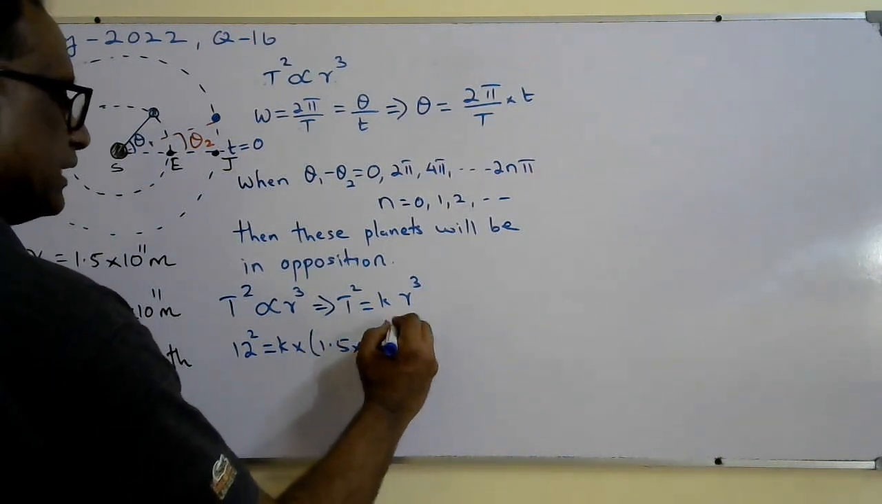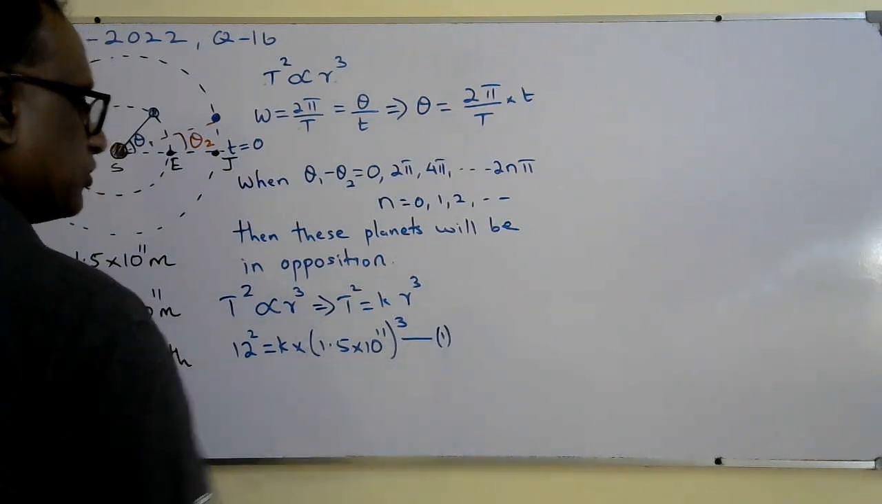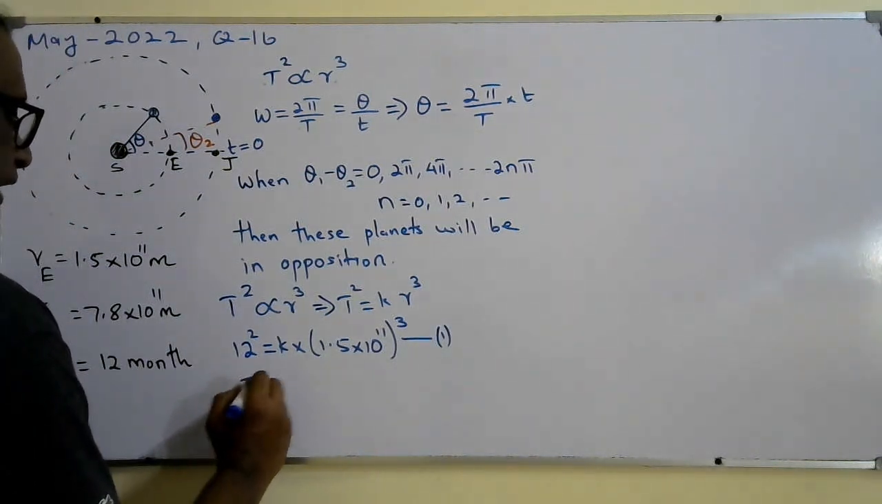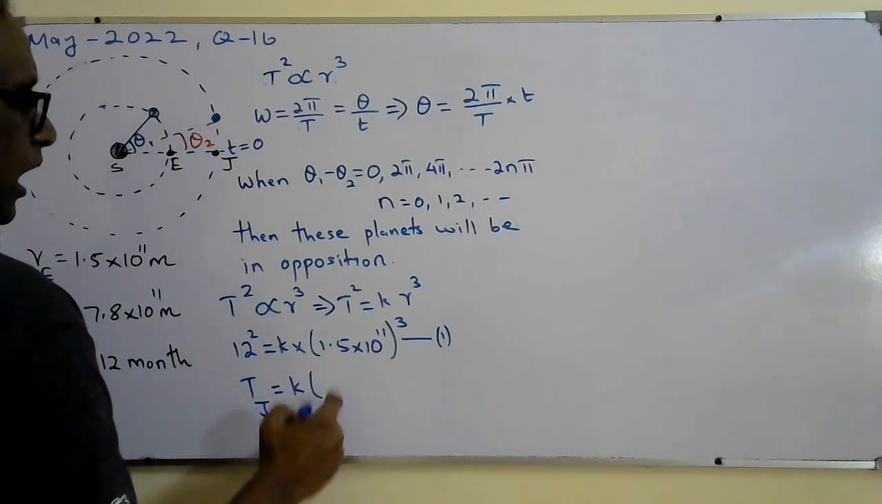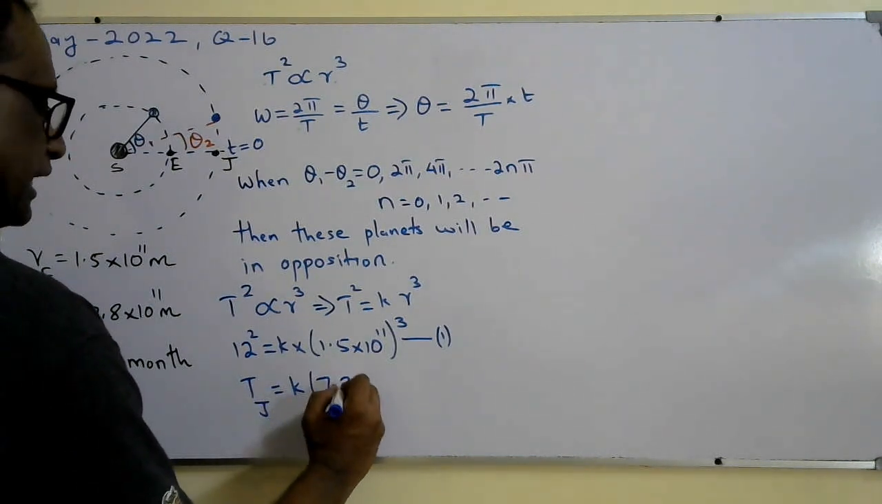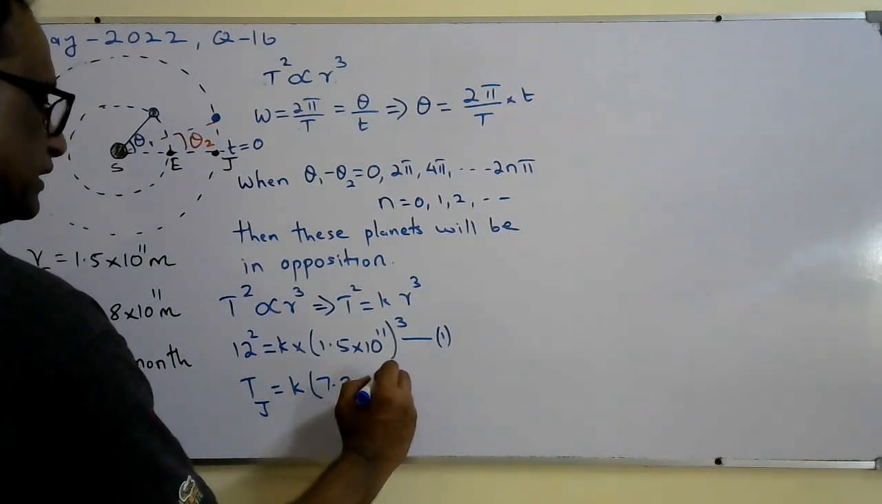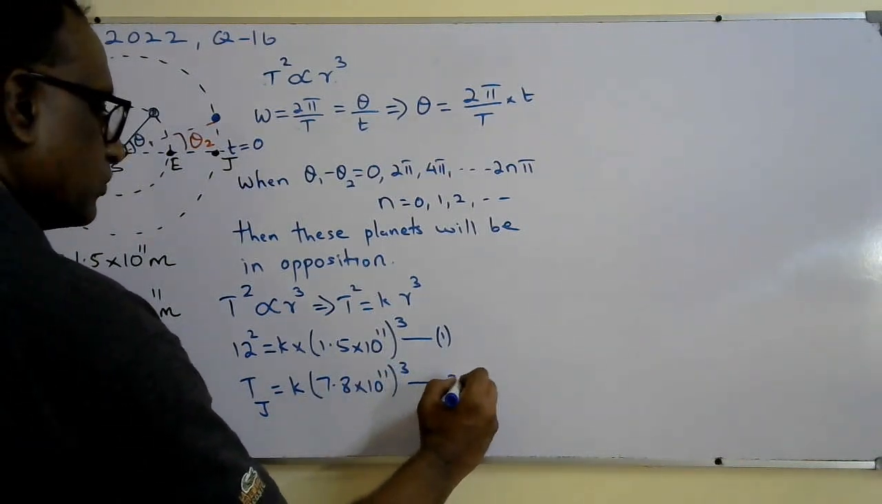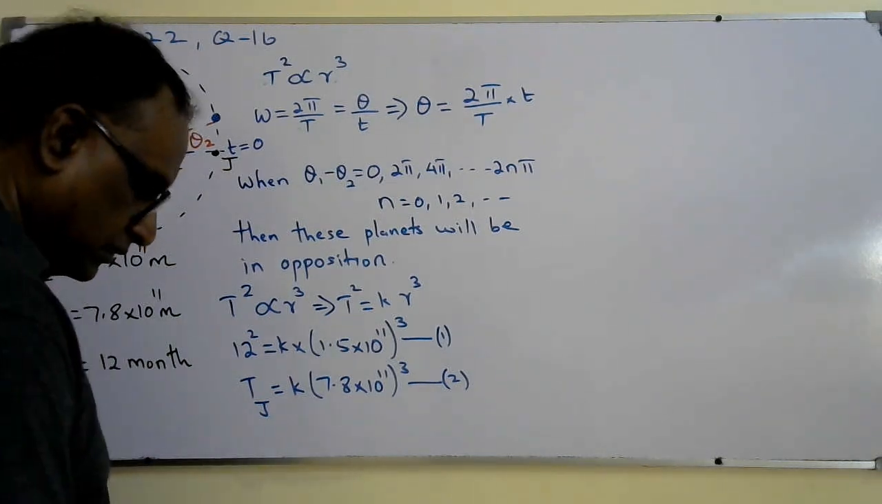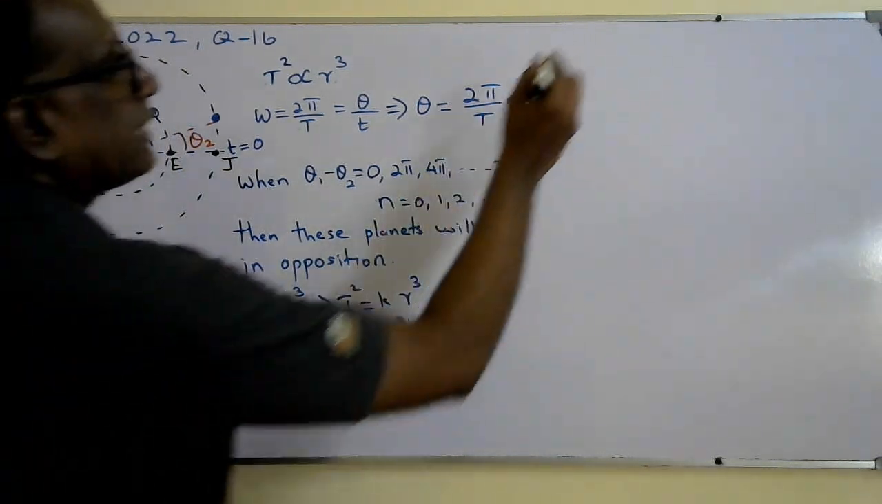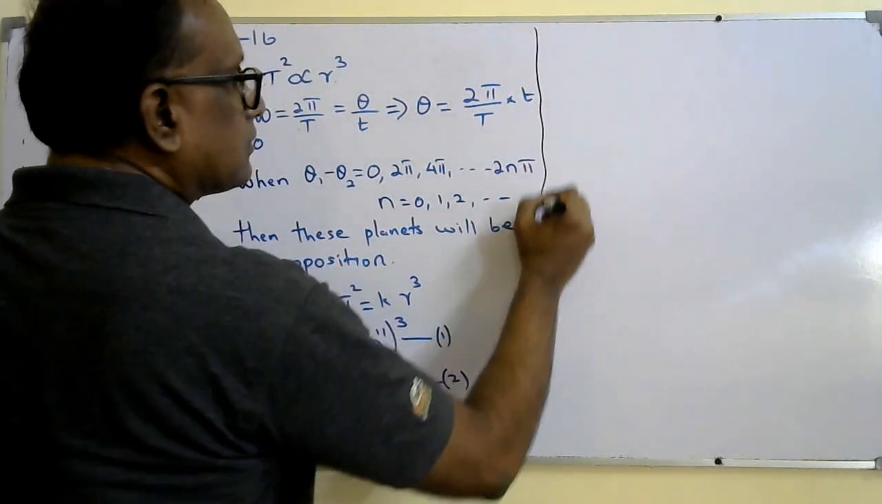For Jupiter, I need to find the time period. Let it be Tj. That is going to be k times its orbital radius, 7.8 times 10 to the power 11, all cubed. That's the second equation. Divide the second equation by the first equation.